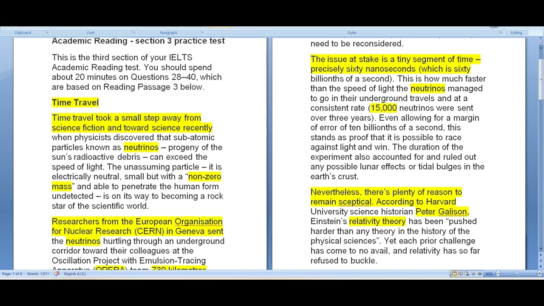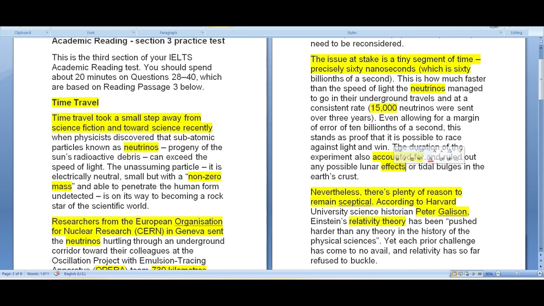That it is possible to race against light and win. So far I have no information. I can see the experiment, but I have no information about the moon. The duration of the experiment, here it is again, also accounted for. Oh, I have the same word. It's not paraphrased here, but I have to be careful because it's the same word as well. Just in case. And ruled out any possible lunar effects. I have effect, the same word, or tidal bulges in the Earth's crust.